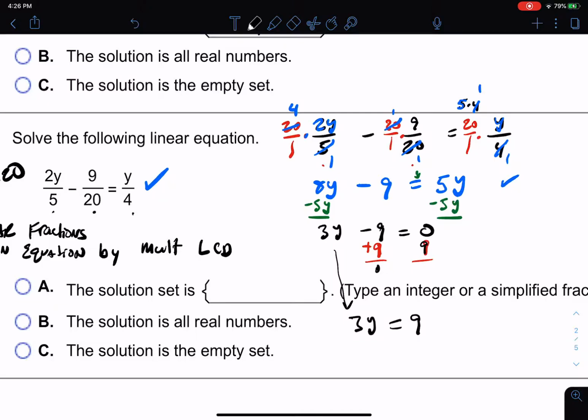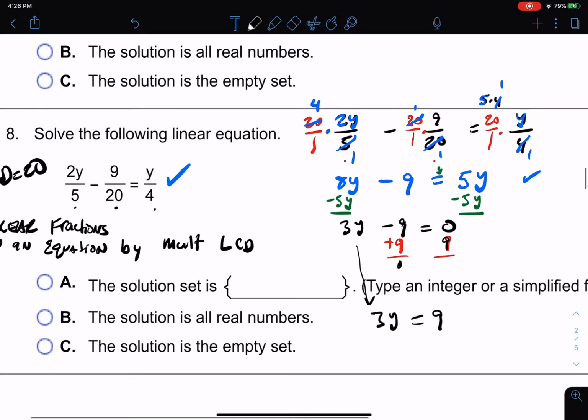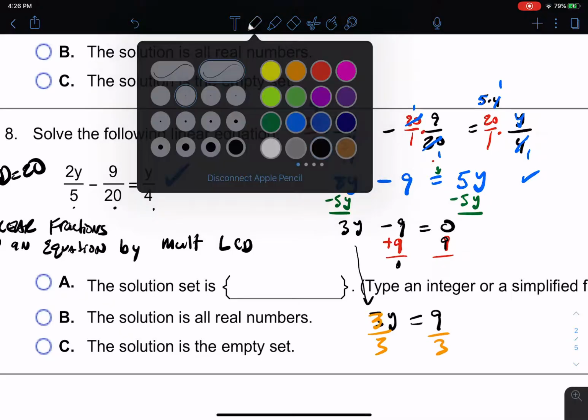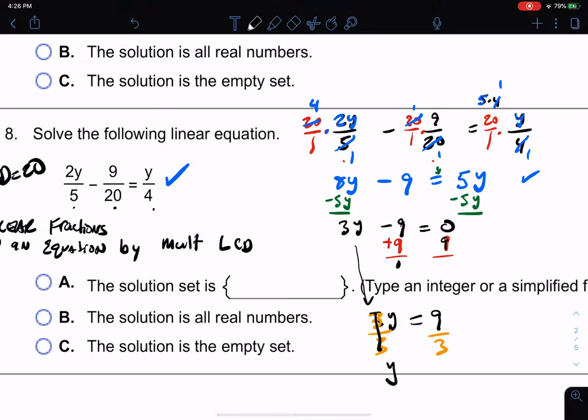And now we want to solve for y. So essentially what we're going to do is divide by 3, right? Always turning this into a 1 by dividing by itself, 3. And 9 divided by 3 gives us y equals 3. Okay, and so there's the final answer, y equals 3. That goes right here. So we get one solution. The solution to the problem is y equals 3.